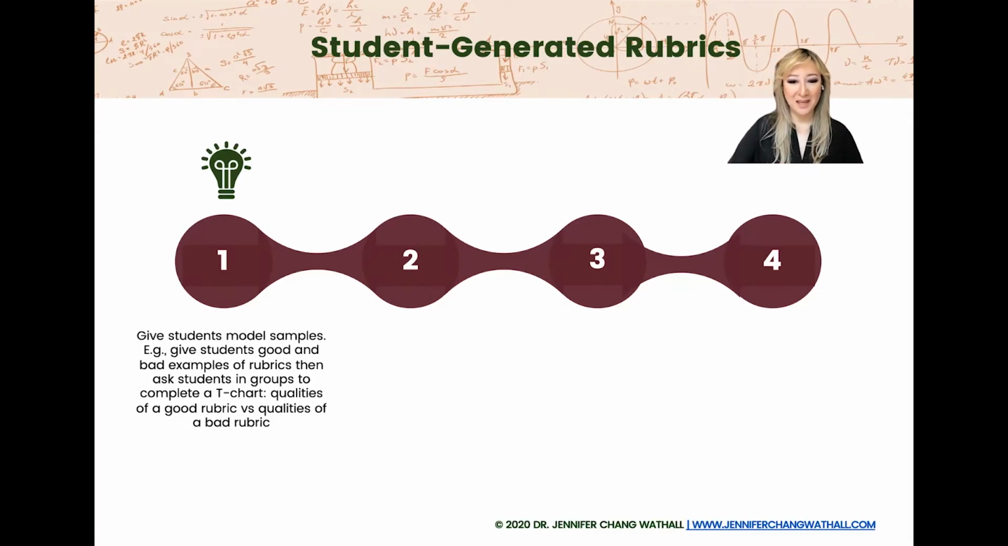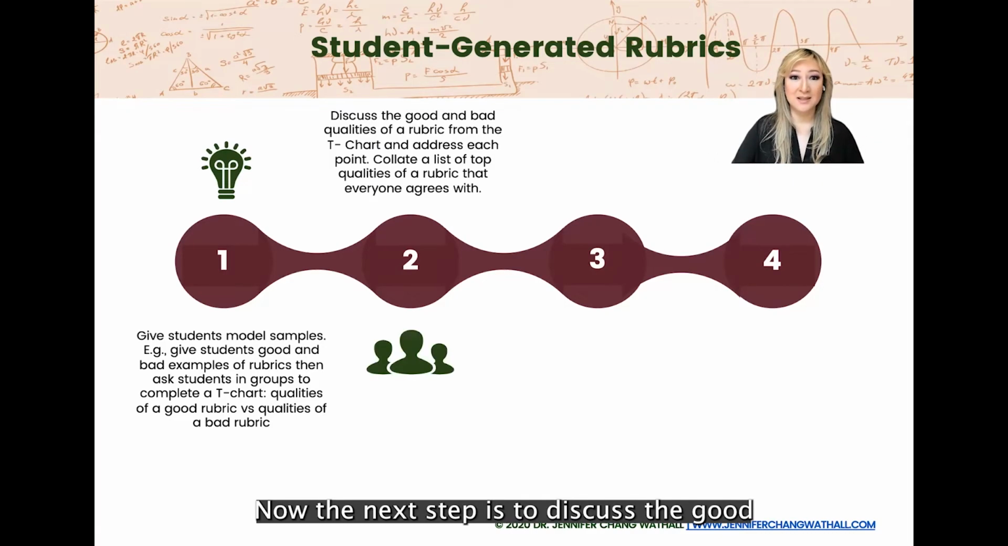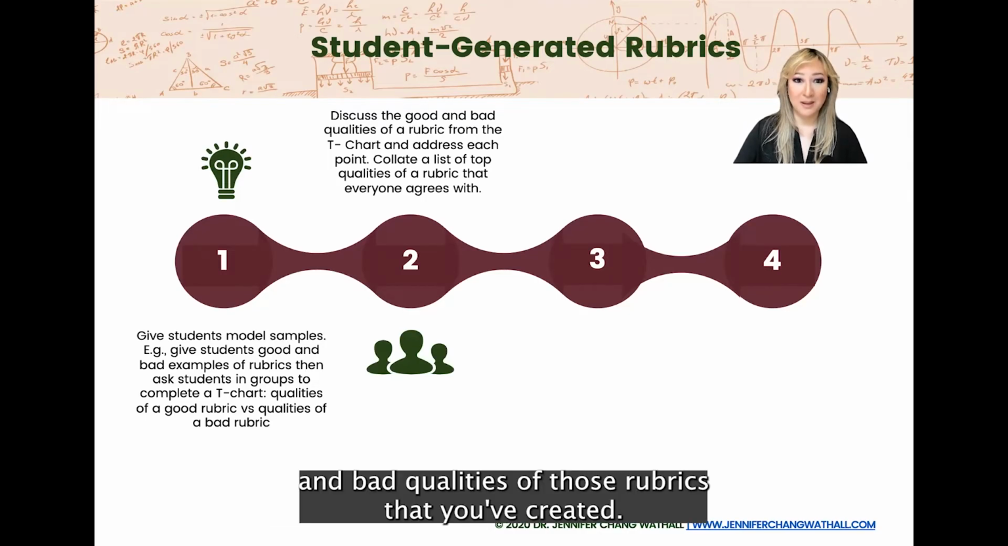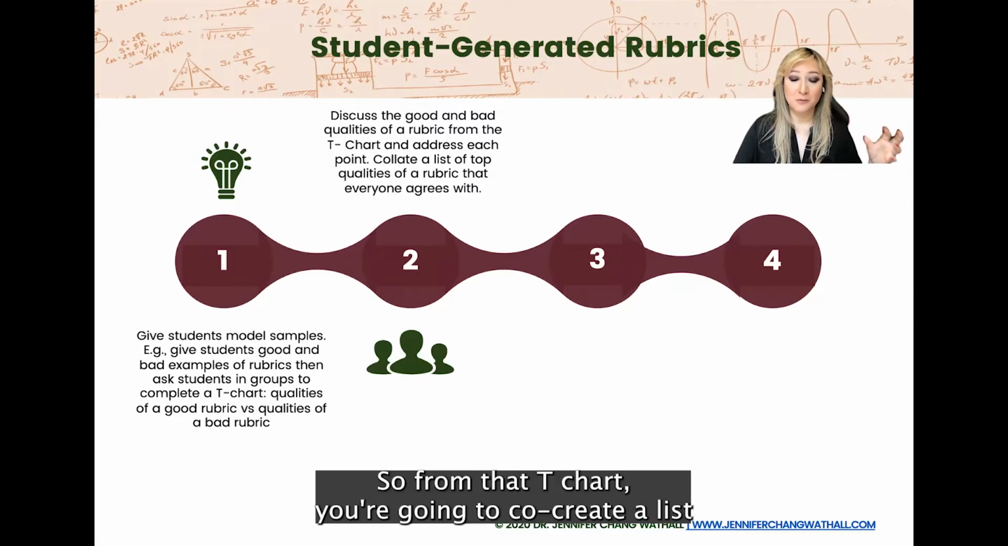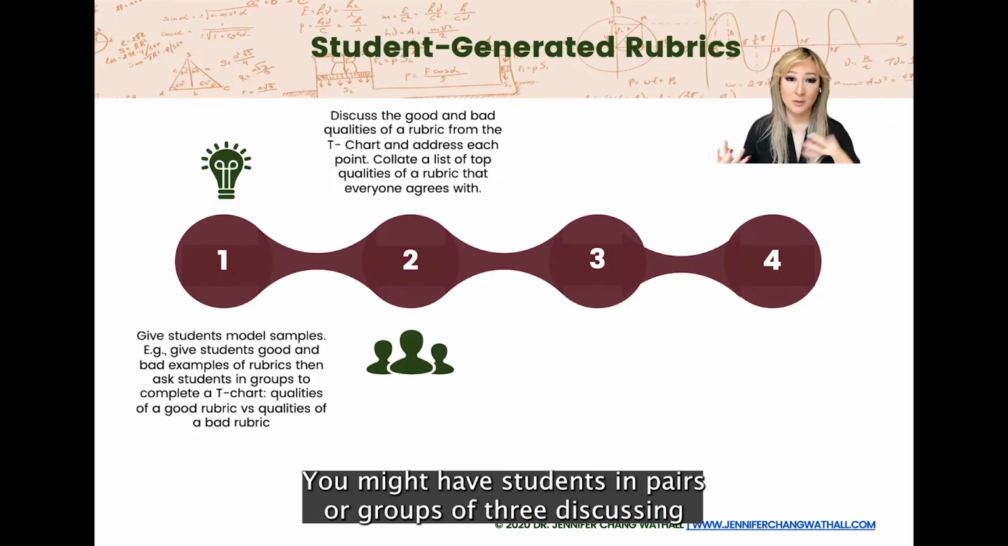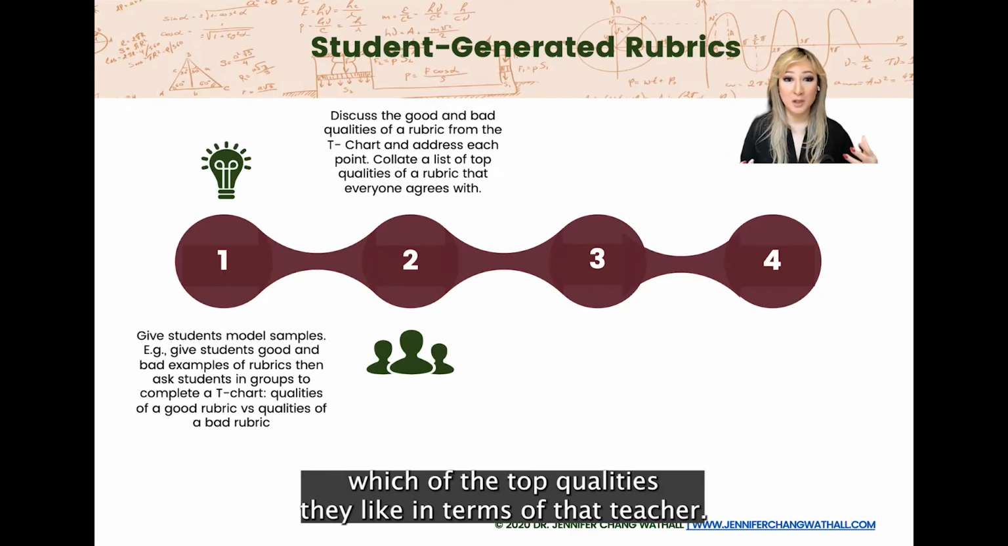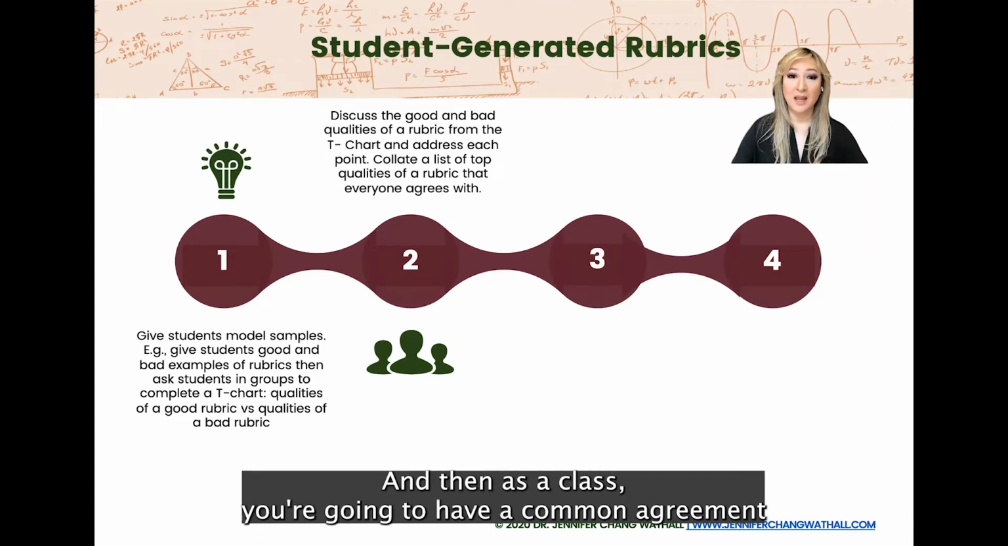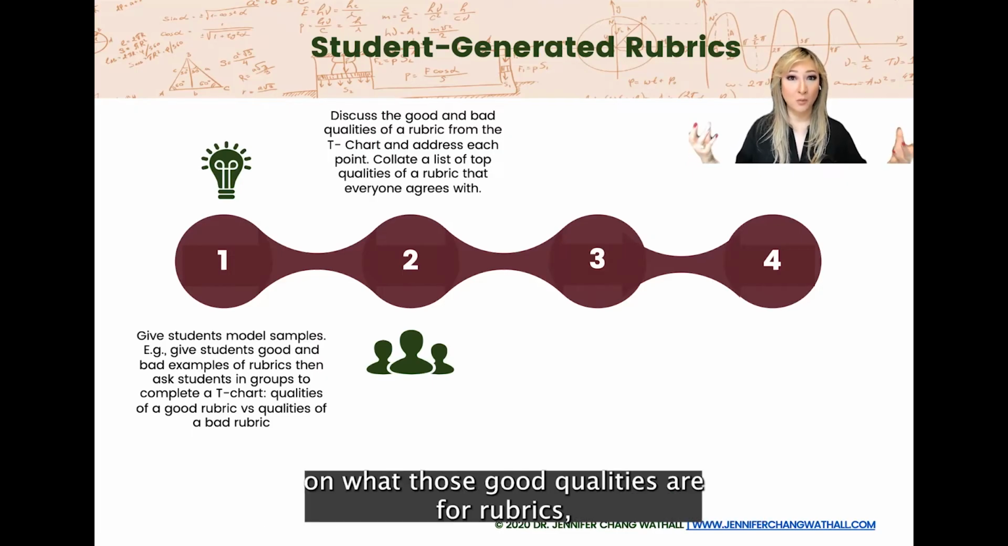Now, the next step is to discuss the good and bad qualities of those rubrics that you've created. So from that T-chart, you're going to co-create a list of top qualities of the rubric that everybody agrees with. You might have students in pairs or in groups of 3 discussing which of the top qualities they like in terms of that T-chart. And then as a class, you're going to have a common agreement on what those good qualities are for rubrics.